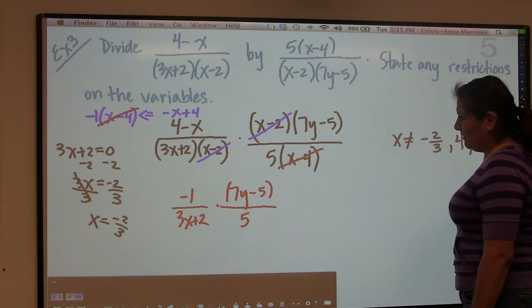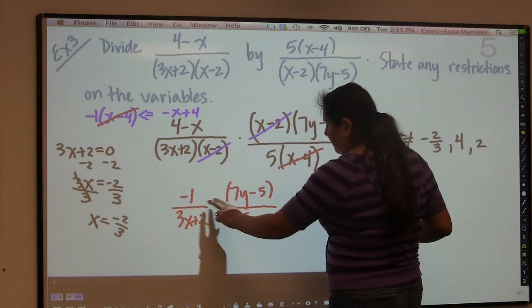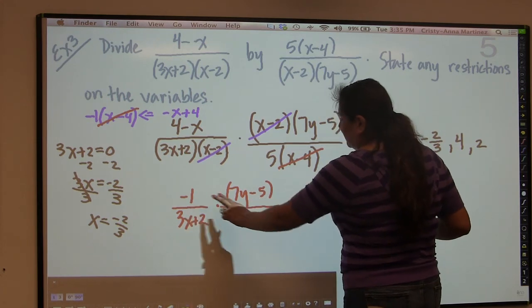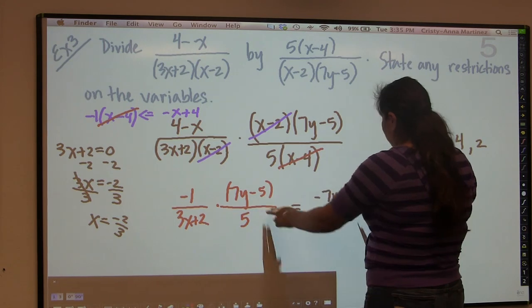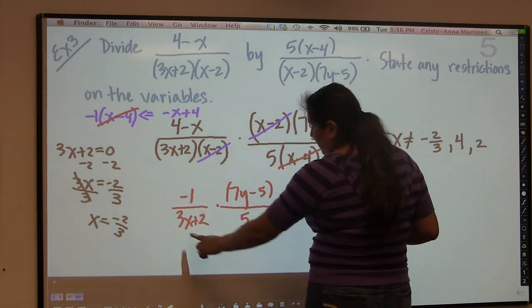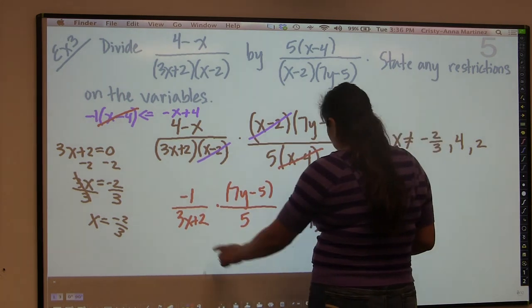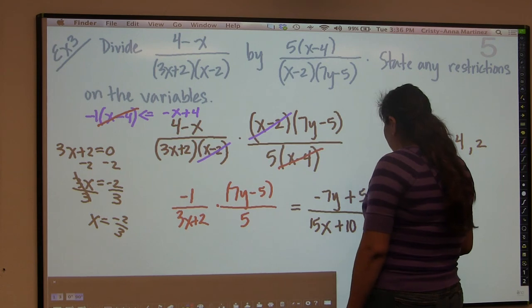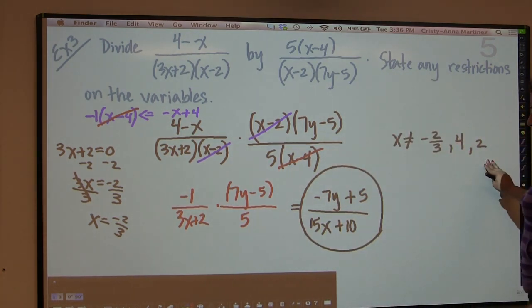And then our last step is to simplify this guy. So you're going to want to distribute the negative to this. So you're going to get negative 1 times 7y is negative 7y, and negative 1 times negative 5 is positive 5. And on the bottom, you're going to have 5 times 3x, which is 15x, and 5 times 2, which is 10. And this is the simplified expression, and these are the restrictions on the variables.